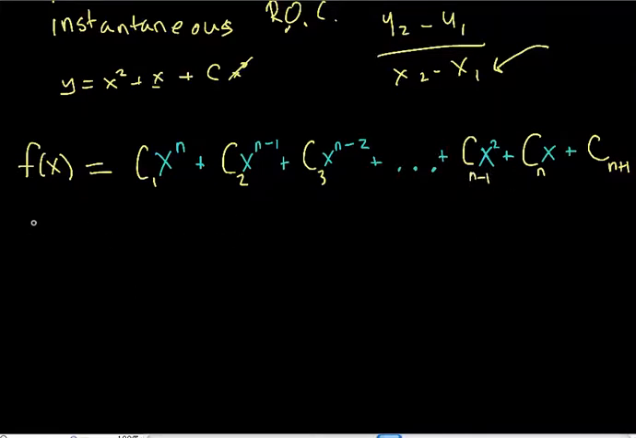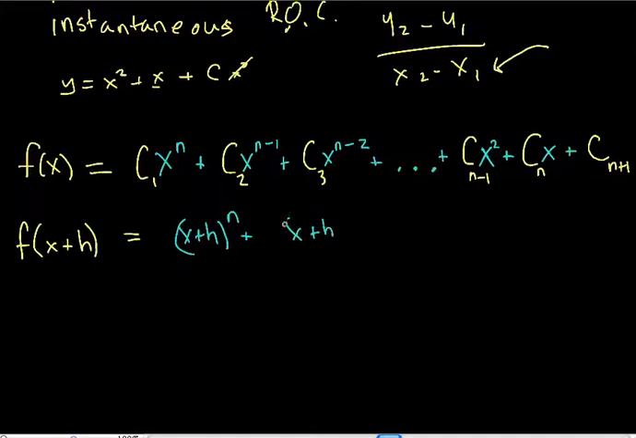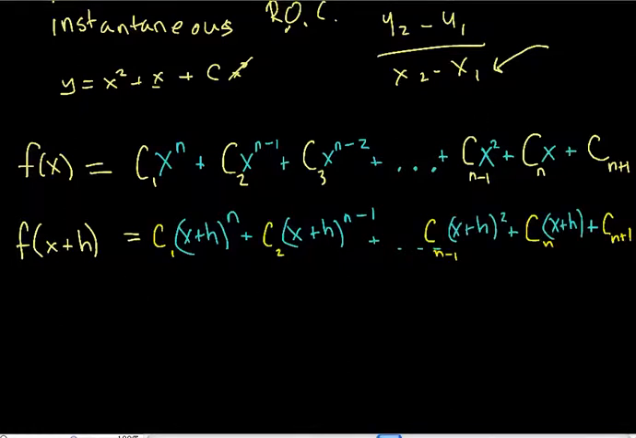Now, compared to that, what would be a function of x plus some h, or a change in x? Well, the first one we have would be x plus h raised to the nth power, plus something times x plus h raised to the n minus 1, and we move down the line. The constants just stay the same. There's no change in the constants. So that's defining the function of x and a function of x plus some change in x.